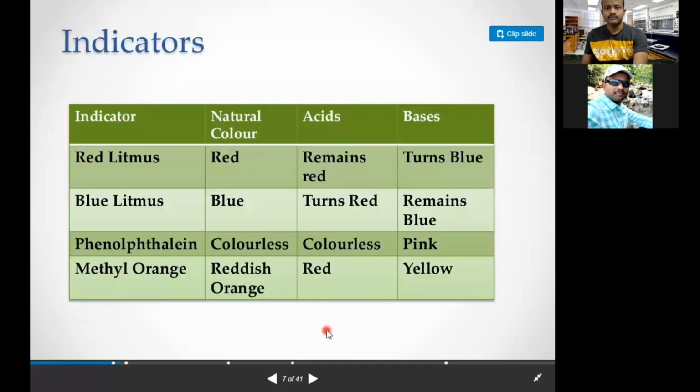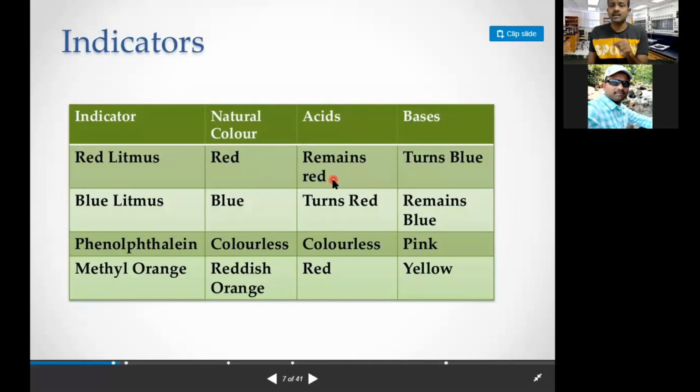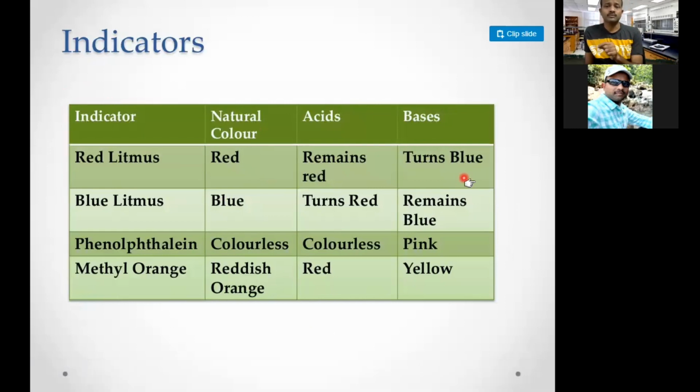Next one, here indicators. So what is the natural color of red litmus? It is red. When you dip this red litmus paper in the acid, there is no change in the color. It remains red only. When you dip it in basic medium, the red paper turns blue. Okay. Bases change red litmus paper to blue.